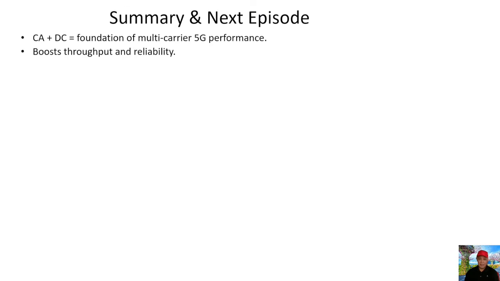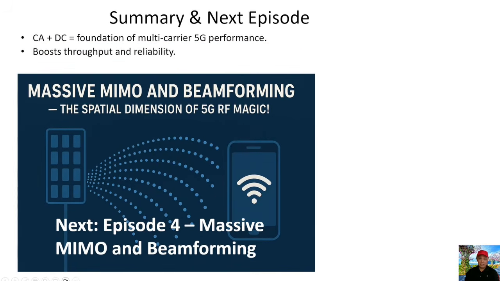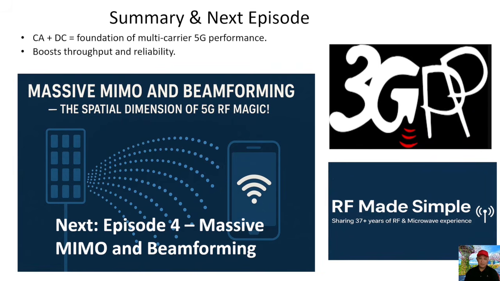Carrier aggregation and dual connectivity together form the foundation of multi-carrier 5G performance. They increase throughput, enhance reliability, and enable flexible deployment. In our next episode, we'll explore massive MIMO and beamforming, the spatial dimension of 5G RF magic.